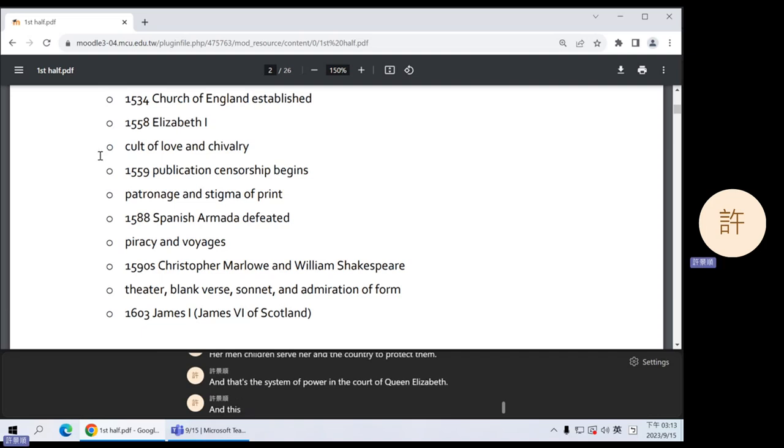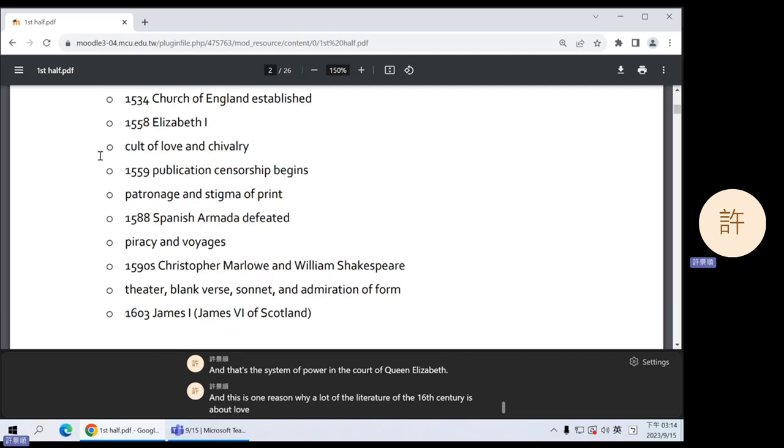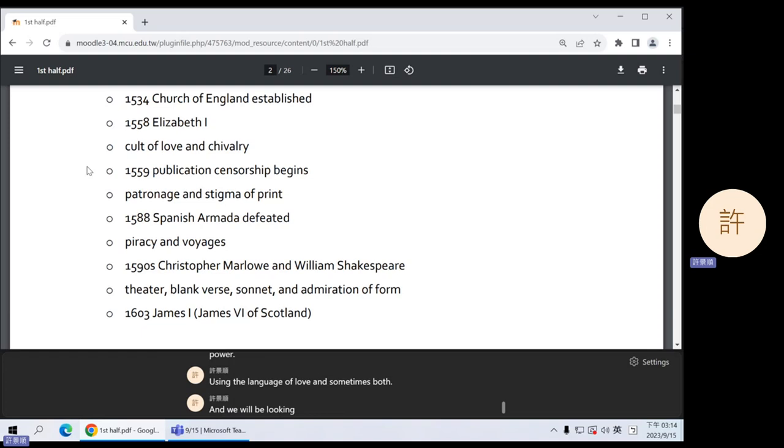And this is one reason why a lot of the literature of the 16th century is about love. Sometimes it actually is about love, but other times it's talking about power using the language of love. And sometimes both. And we will be looking at some poems that do this.